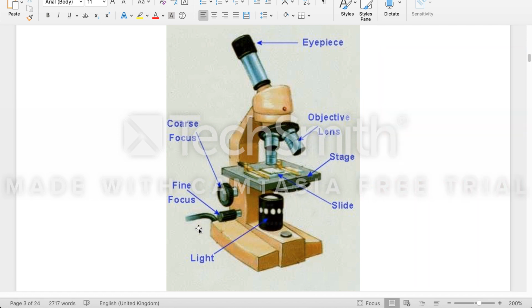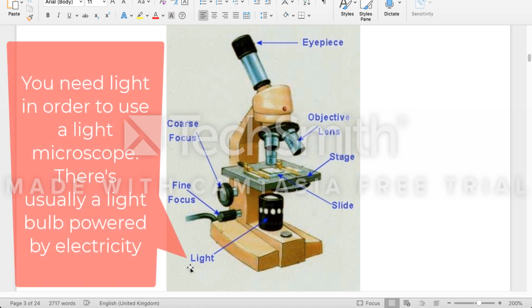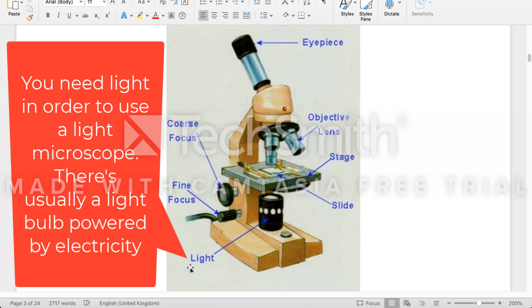And so this next part here, the light, is actually the key point of the light microscope. You have to have light in order to use the light microscope, or else you can't see anything.